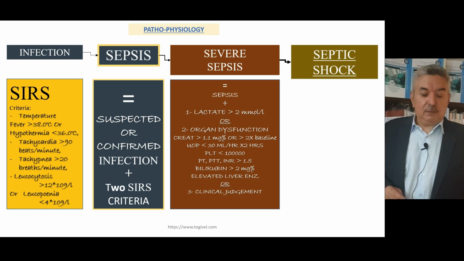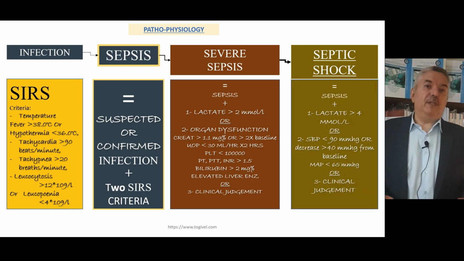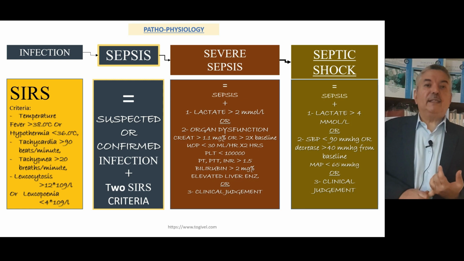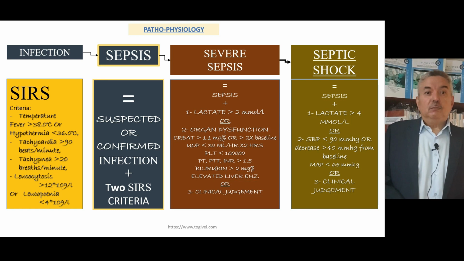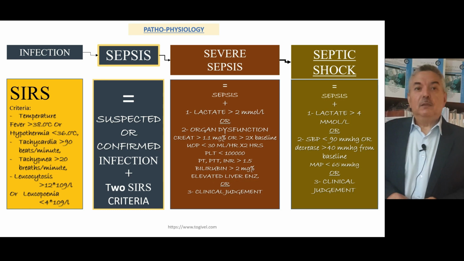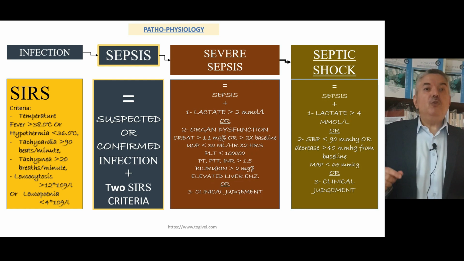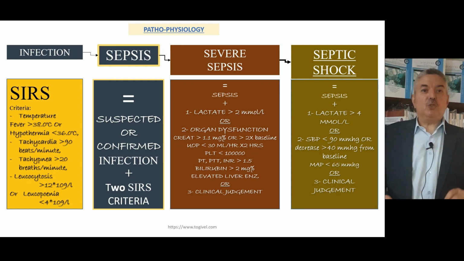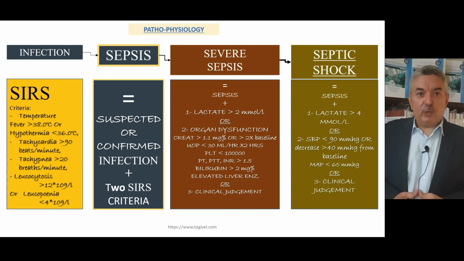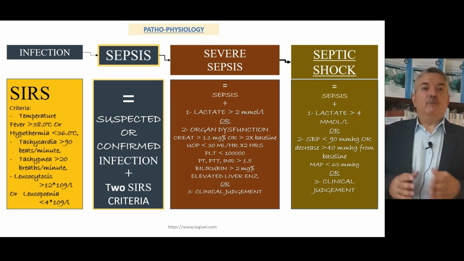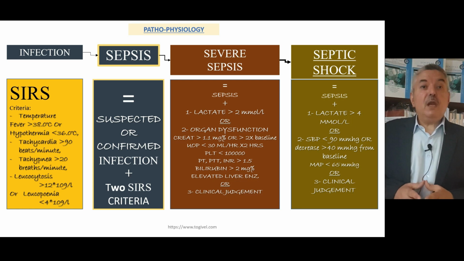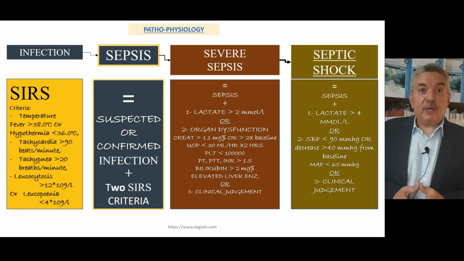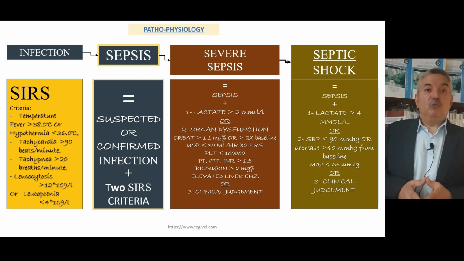Septic shock, on the other hand, means the presence of one of three things: severe lactic acidosis, which is lactic acid more than 4 millimoles per liter, or hypotension. When hypotension sets in, in a case of infection, this means you are in septic shock, just hypotension. Hypotension is systolic blood pressure less than 90 millimeters mercury, or a drop of 40 millimeters mercury from a previous reading, or mean arterial blood pressure less than 65 millimeters mercury.